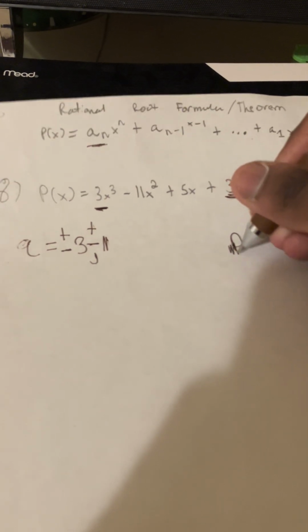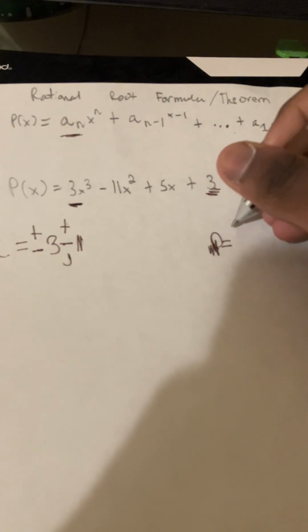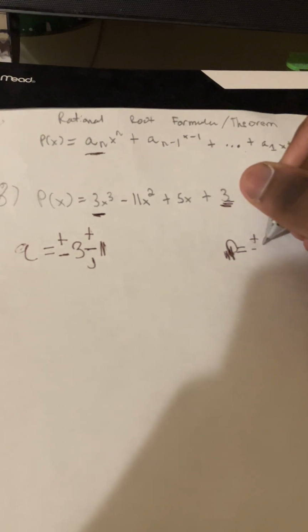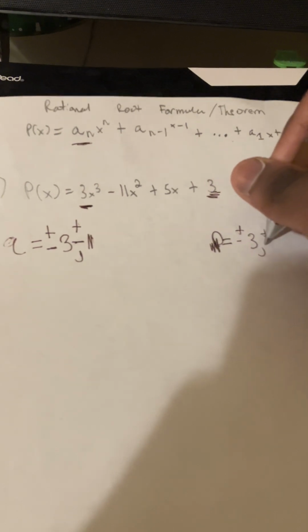That's a weird shaped p. Hold on, let me fix that real quick. It's going to also be plus or minus 3 and plus or minus 1.